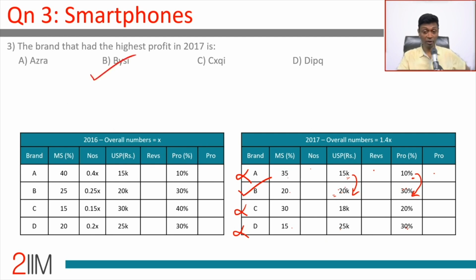The beauty here is we don't have to compute the numbers. We can compare and then make sense of it. If you think about the closest comparison between B and D, 20 into 20 is 400, 15 into 25 is 375. Both are at 30%, so this will be higher. And we can calculate each number, especially because we are given a calculator. Might as well go ahead and find all the numbers. But you can do this question without computing the individual numbers.